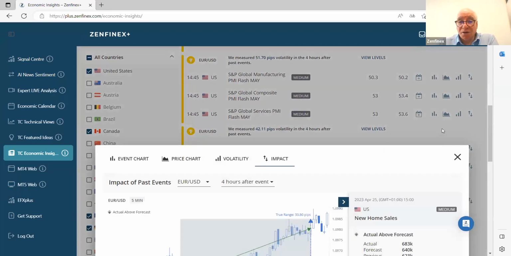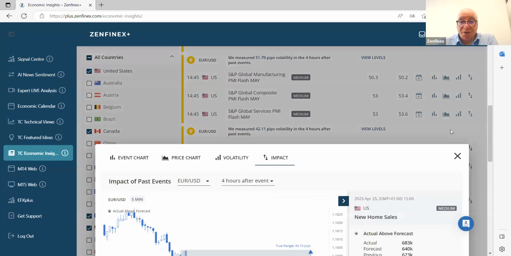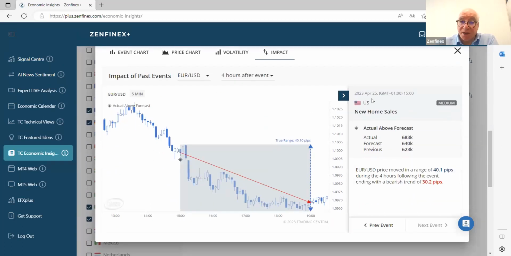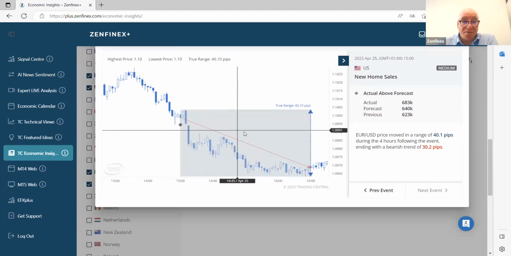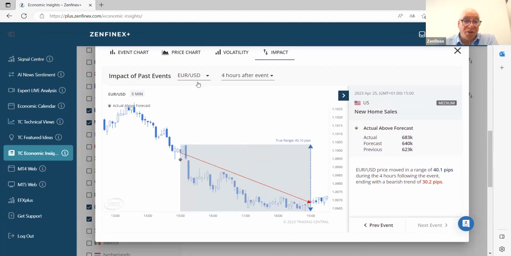If I just have a quick look. So what they are predicting is less. So new home sales, previous month was 683. They're expecting a drop of about 13. If we look at what the impact was last time round from the previous month on April 25th, the previous was 623. Forecast was higher, and it went even higher than the forecast. And the impact on the euro dollar was that it weakened the euro dollar. So in effect, weakened the euro and strengthened the dollar.